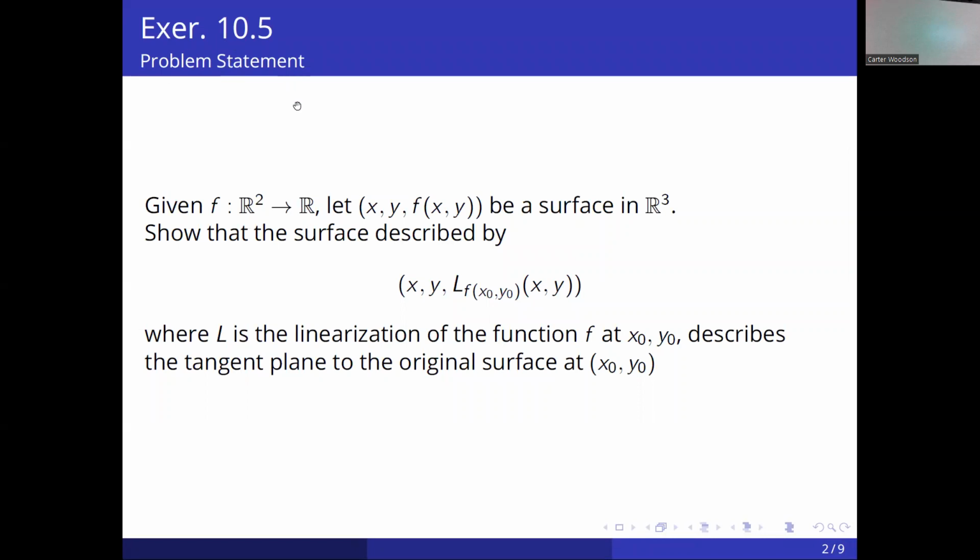Here's our problem statement for 10.5. We have a function from R2 to R, and let the point (x, y, f(x, y)) be the surface in R3 given by this function. Then we're supposed to show that if we have L, the linearization of the function at some arbitrary point, and we have the point in R3 given by x, y, and that linearization function, then that point describes the tangent plane to the original surface. So that'll be in 3 dimensions, x, y, and z.